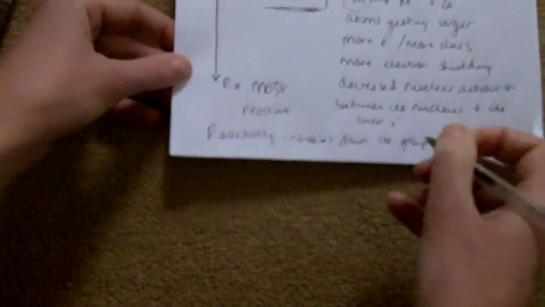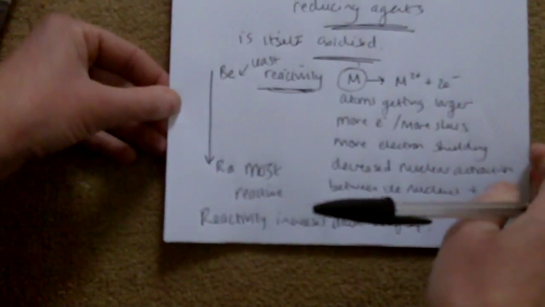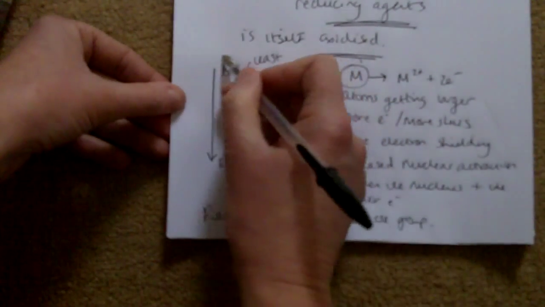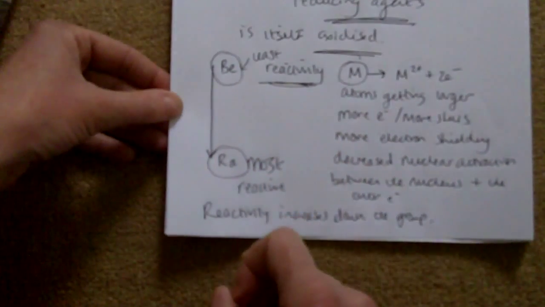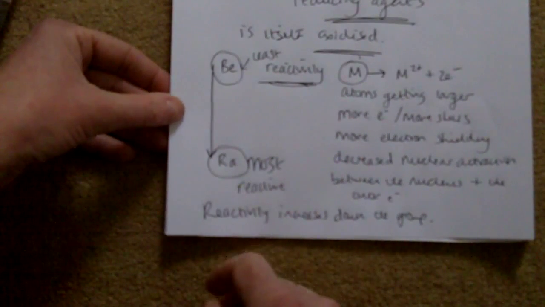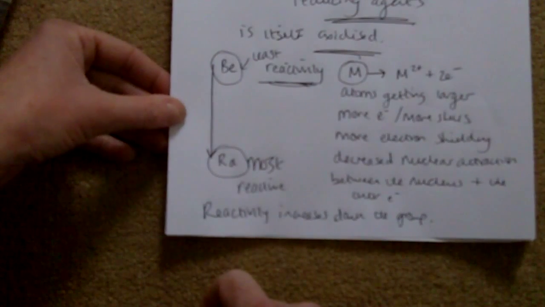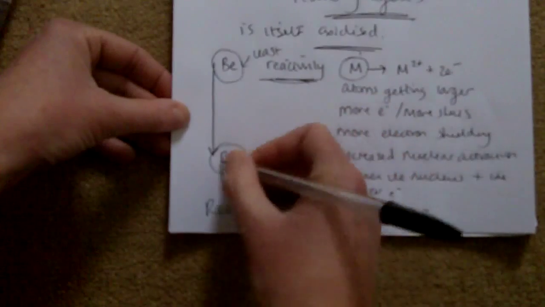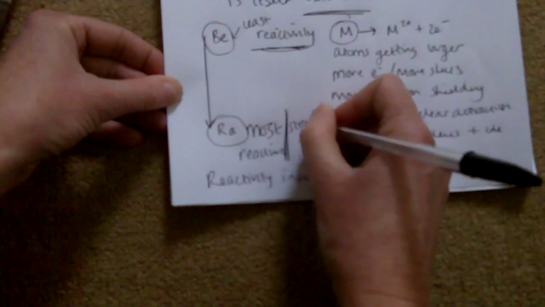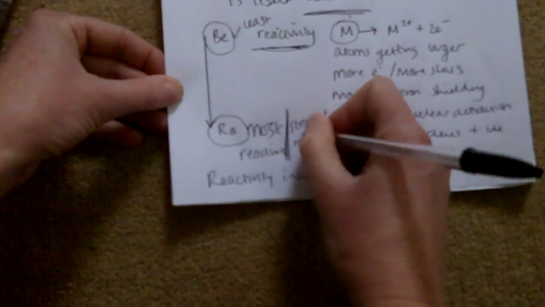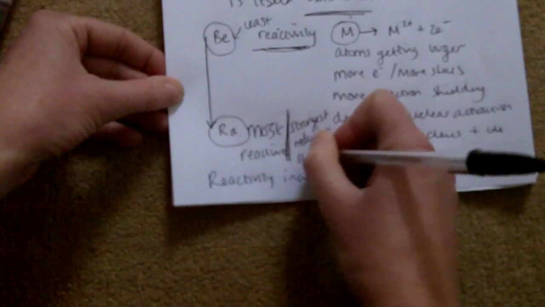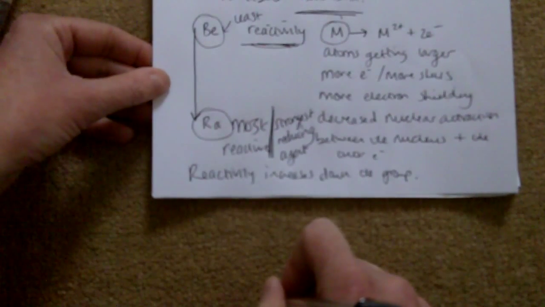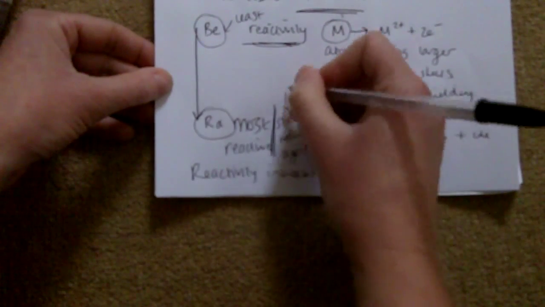Similarly, what about the reducing agent? Which is the best reducing agent? Which is the strongest reducing agent that will be oxidized the easiest? So again, this is the most reactive down the bottom, and this is the strongest reducing agent. It's the strongest reducing agent because it loses its electrons the easiest.